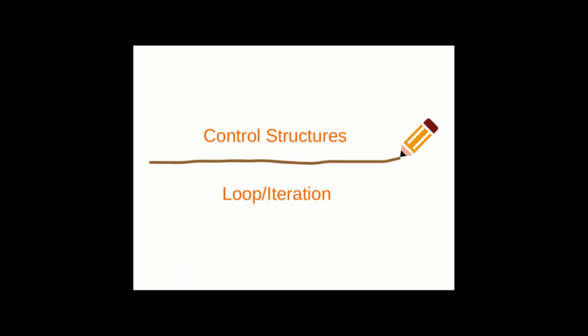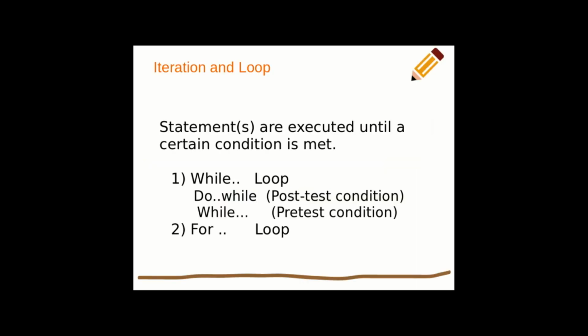Today we are looking at looping or iteration. It falls under control structures. Iteration or looping are statements that are executed until a certain condition is met. That is, we loop over certain program statements, executing them over and over until a certain condition is met.